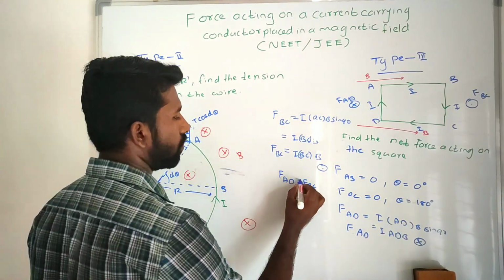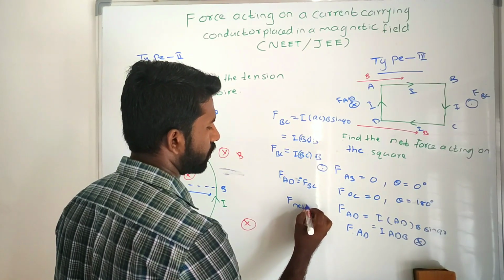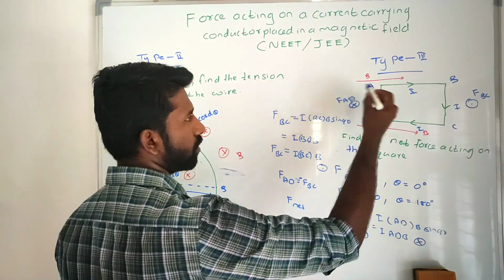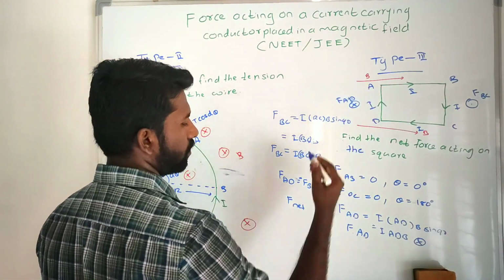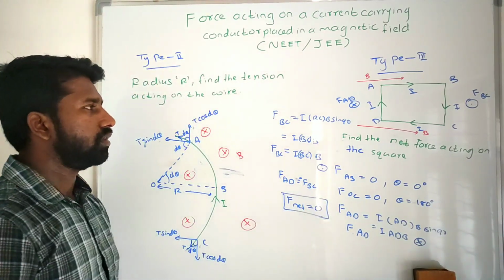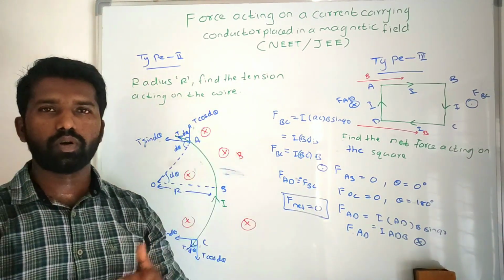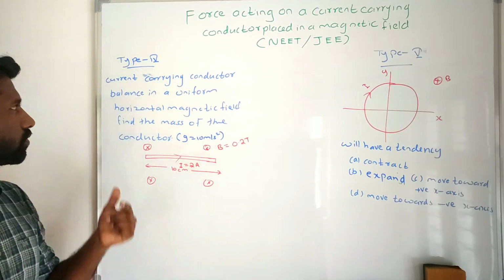These are equal in magnitude and opposite in direction. So what is the net force equal to? That is the force acting on AB plus BC plus CD plus AD. This total is to be 0, we will get. Clear? Okay. This is the type 3 problem. Now we will see type 4.